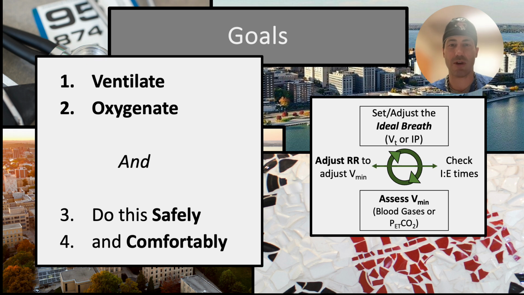Look at your inspiratory and expiratory times. Is that minute ventilation enough for the patient in front of you? Target adjustments by mostly adjusting your respiratory rate. The goals of mechanical ventilation are of course breathing off CO2, adding oxygen, but critically we want to do this safely and we want to do it comfortably. We can do a lot of ventilation and a lot of oxygenation in ways that hurt people. We don't want to do that, so never forget those final goals.